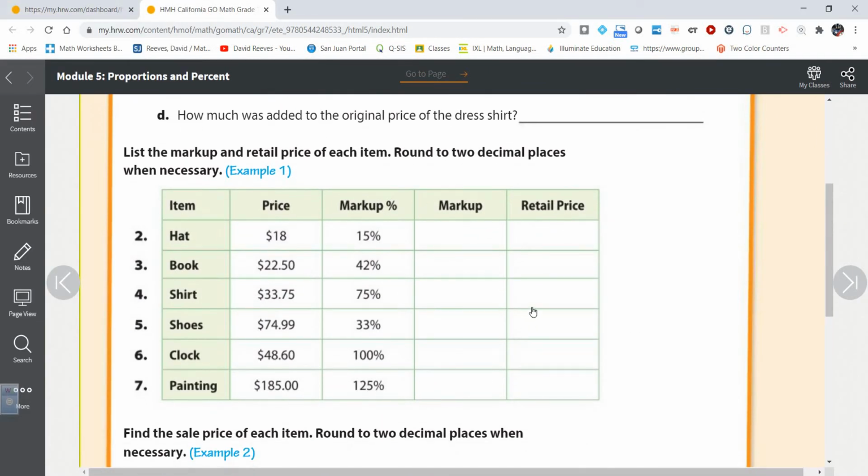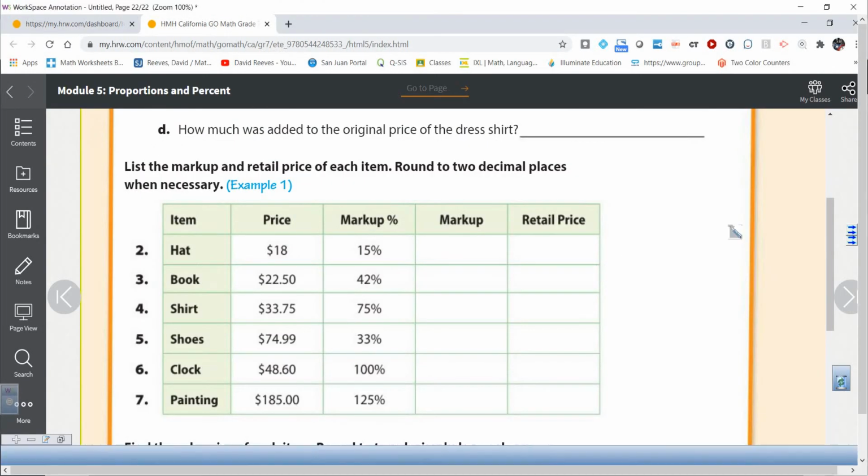All right, so now they have this big long table of markups and retail prices. The first thing we're going to do is change these percentages to decimals. Okay, so right here I'm going to write this as a decimal. It would be 0.15. This one would be 0.42.